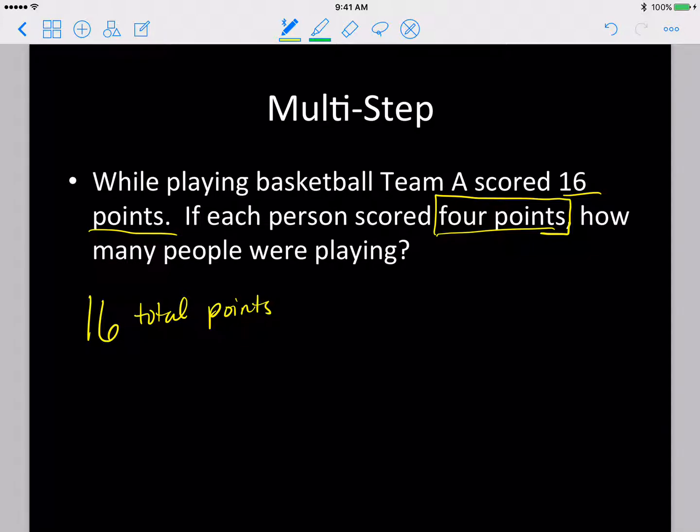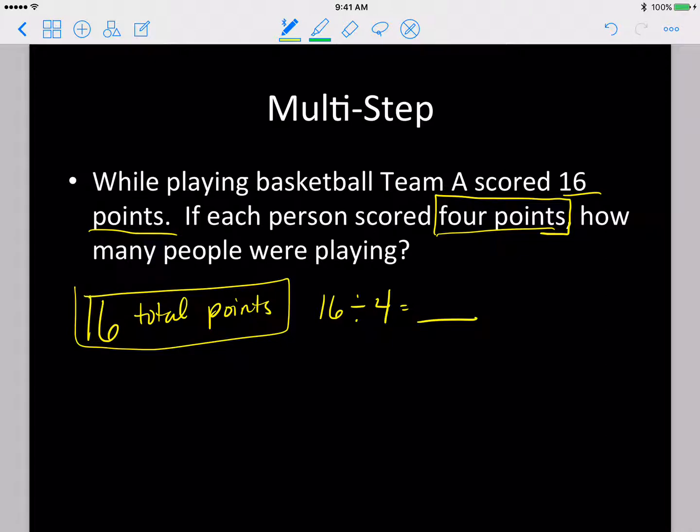So, 16 total points. Each person scored 4 points. How many people were playing? So in this case, we don't know how many people there are yet, but we know that we have 16 total points, and each of those people playing scored 4 points each. So it's going to be a division problem, because we have our total number of points and we want to know how many groups we have. So 16 divided by 4, which is the number of points they scored each. We want to know how many players there are.